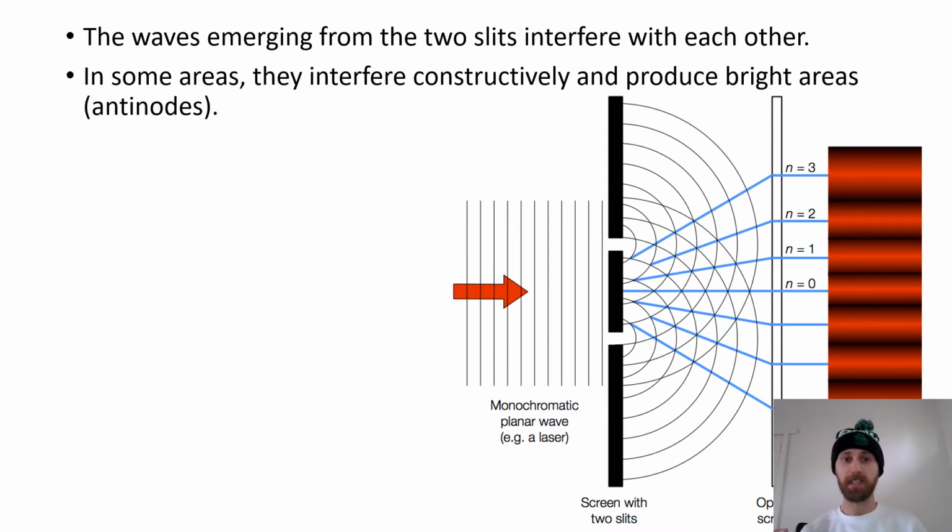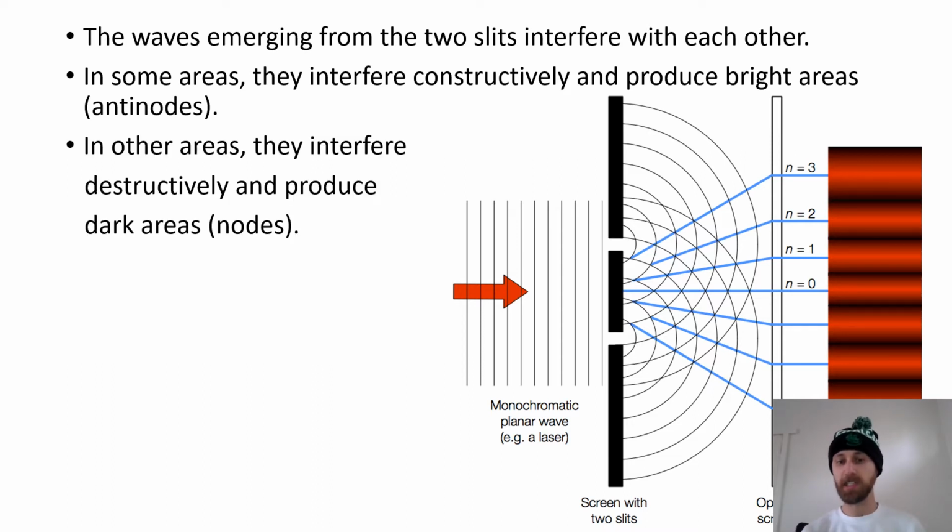In some areas, those 2 waves are going to interfere constructively. They're going to be in phase. They're going to add together, and they're going to produce what we call bright areas or antinodes. In other areas, they're going to interfere destructively, where a peak and a trough happen to overlap, and they produce dark areas, which we call nodes. So we're using the same notation, antinodes and nodes, that we were using back when we looked at standing waves. It's just this terminology is similar.